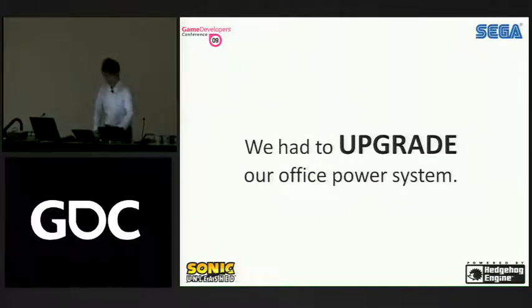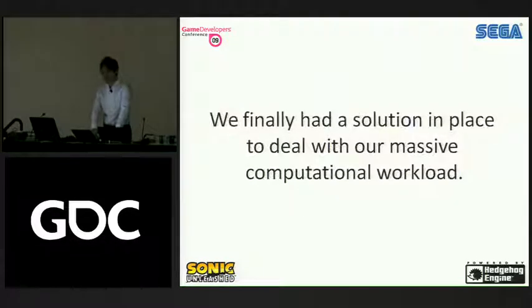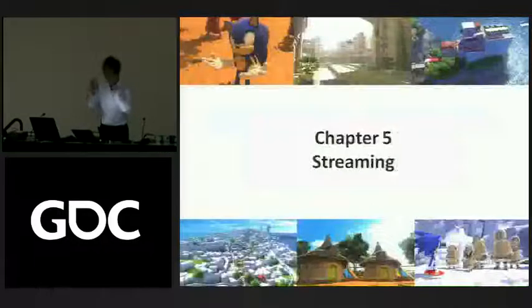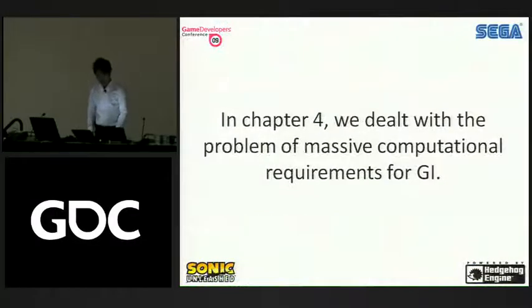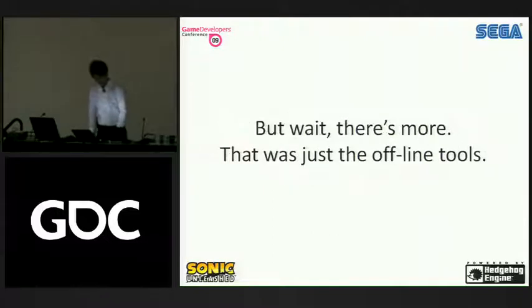That's not helping. So we needed to add more power to the office. That was a huge construction. We created a huge mess here. Finally, we could calculate massive numbers. Okay, now let's move on to chapter 4.